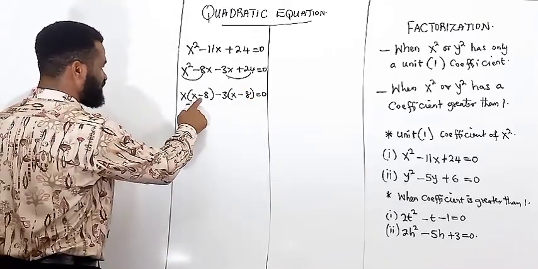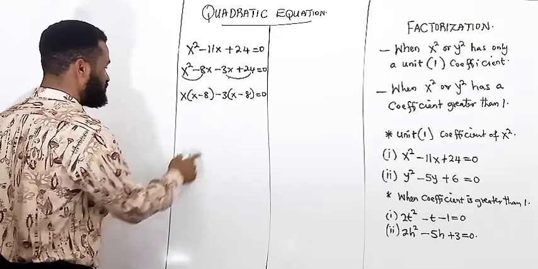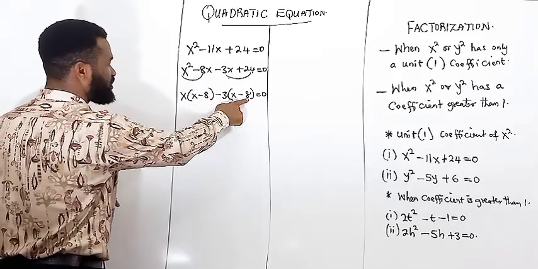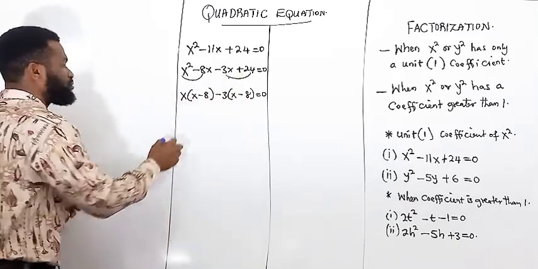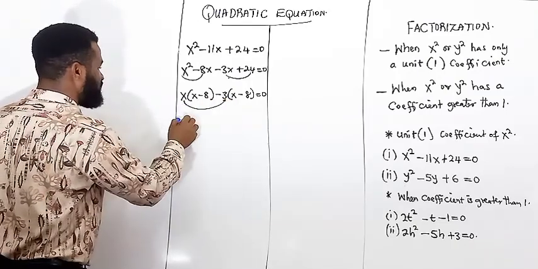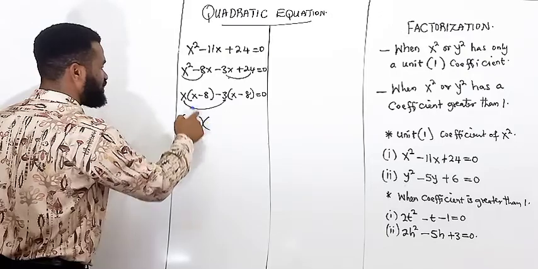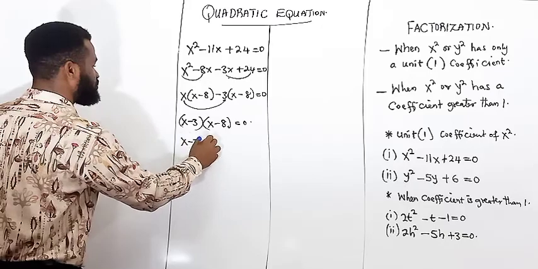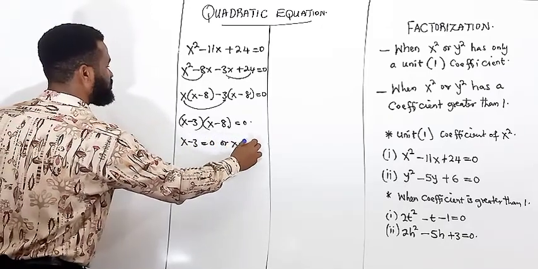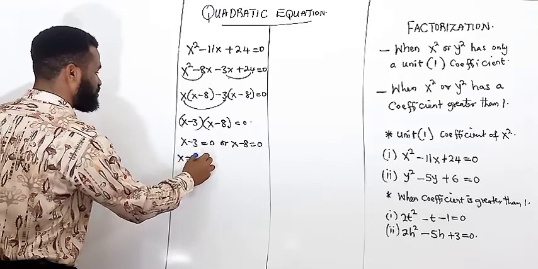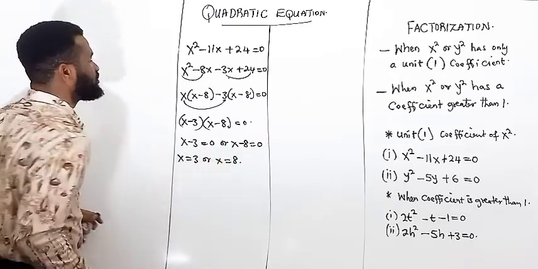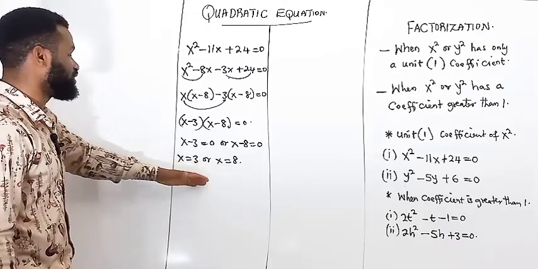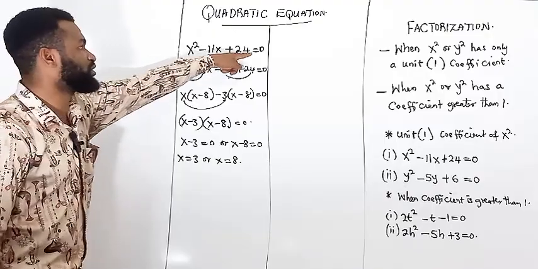Because this bracket and this bracket must be the same. Minus 3 times x is giving me minus 3x. Minus 3 times minus 8 is going to give me plus 24. So I'm going to have x and minus 3. So I have x minus 3 in a bracket, and then the other bracket, x minus 8, all equal to 0. That means x minus 3 equals 0, or x minus 8 equals 0. Therefore, x is equal to 3, or x is equal to 8. These are the values of x that will make this expression equal to 0.